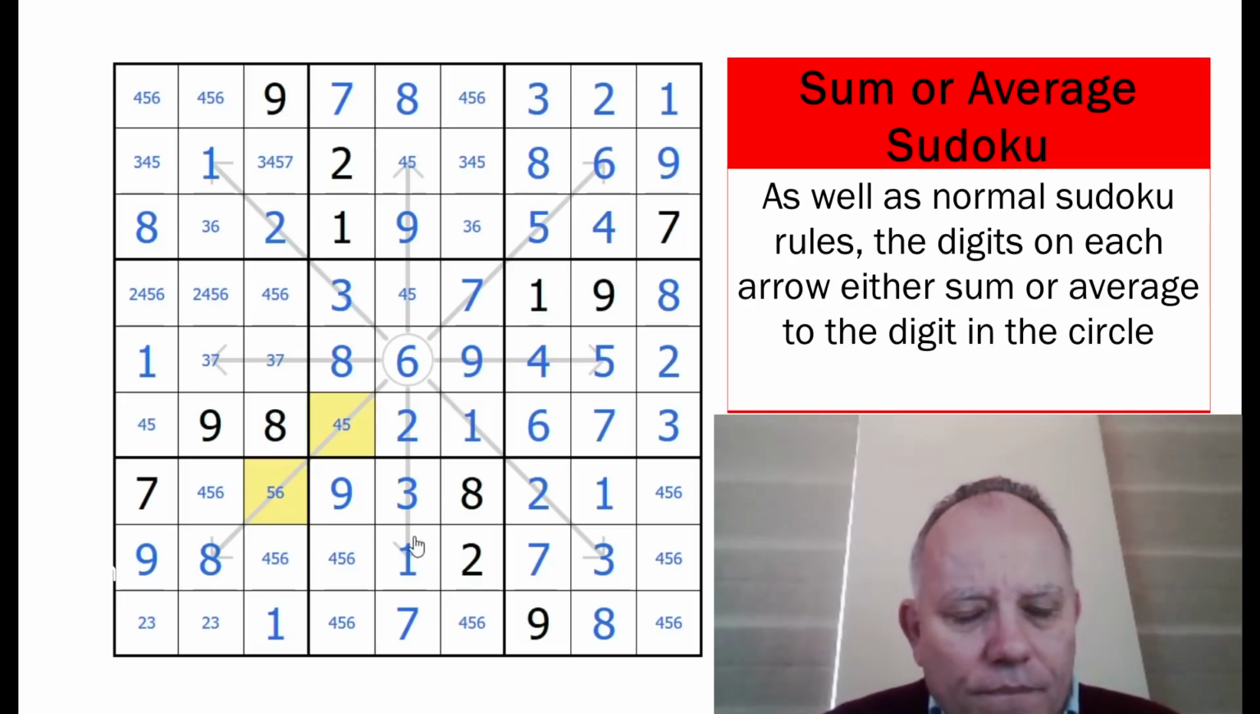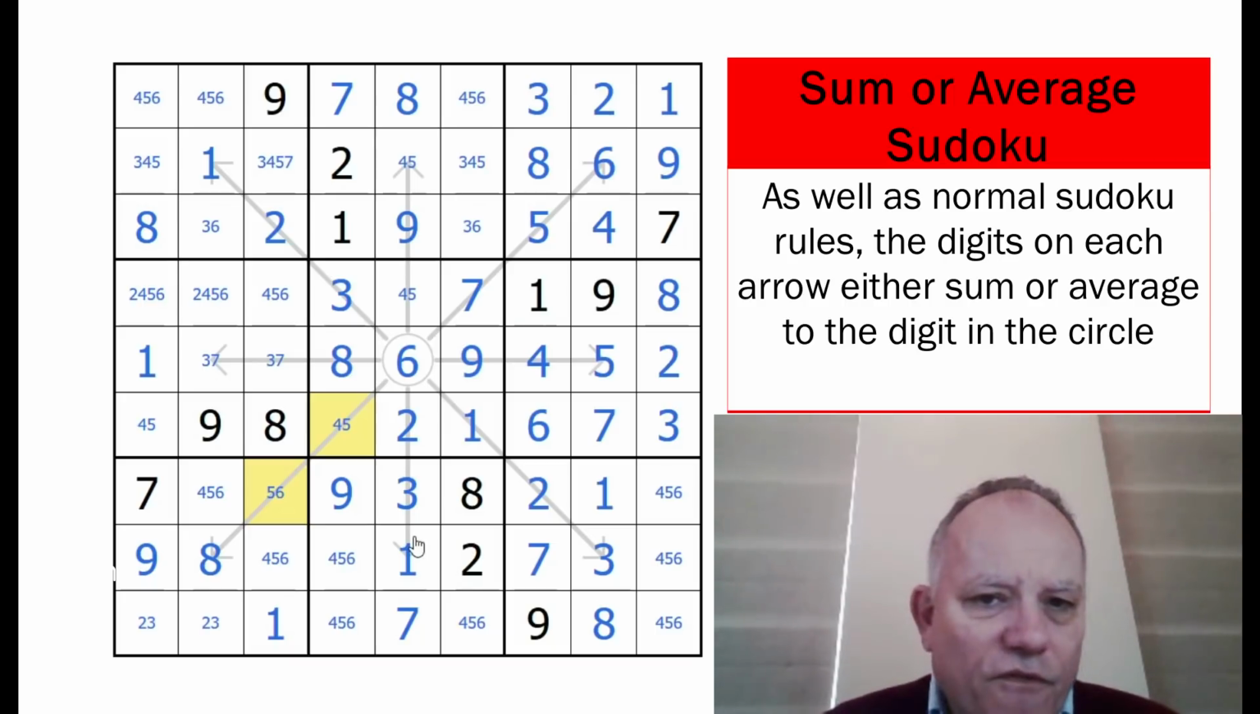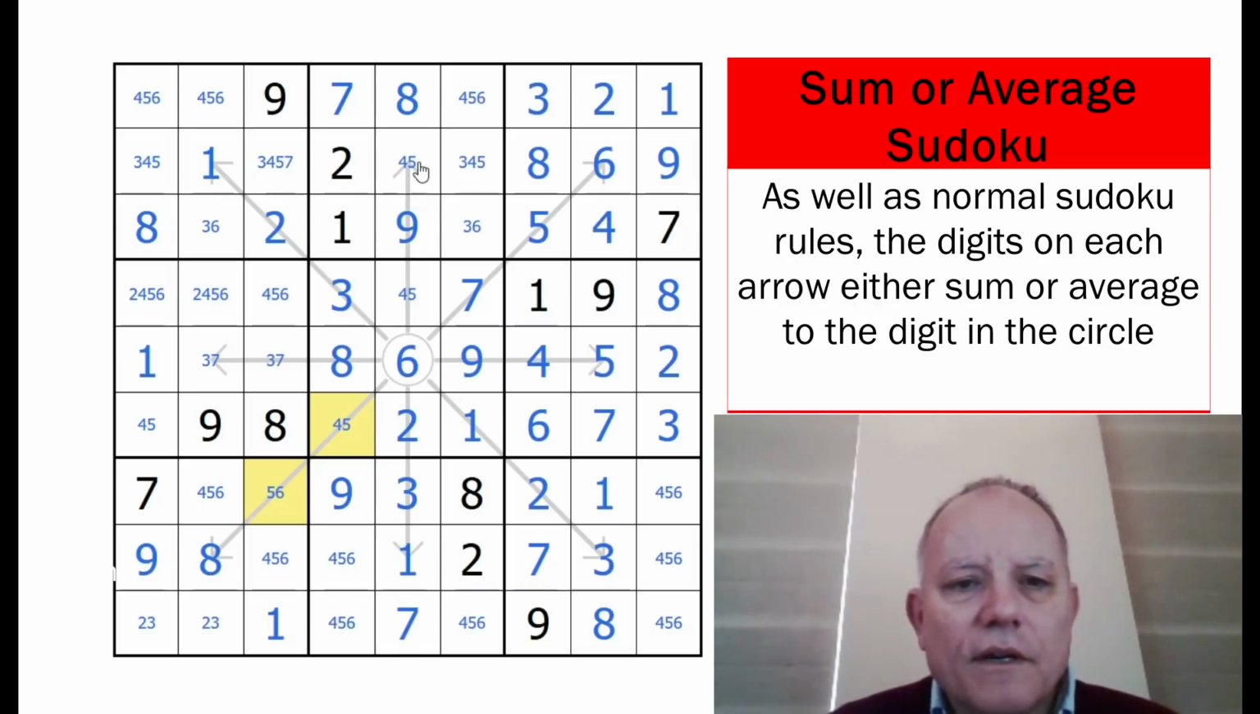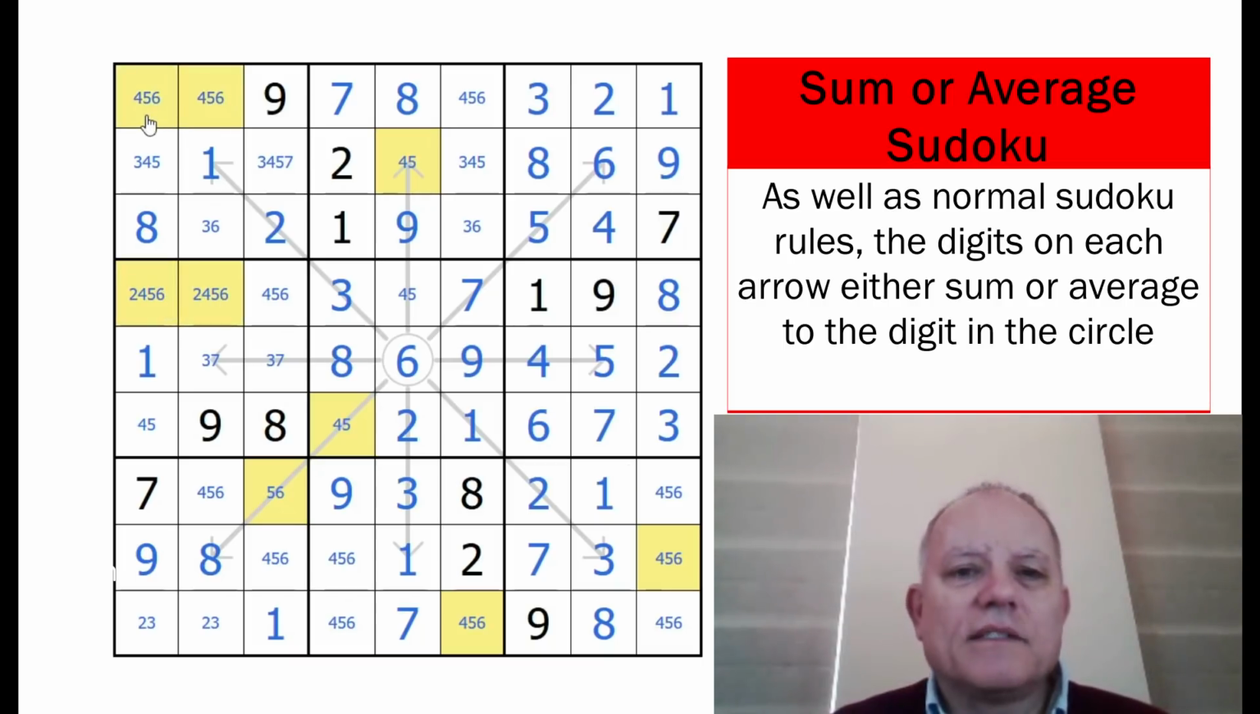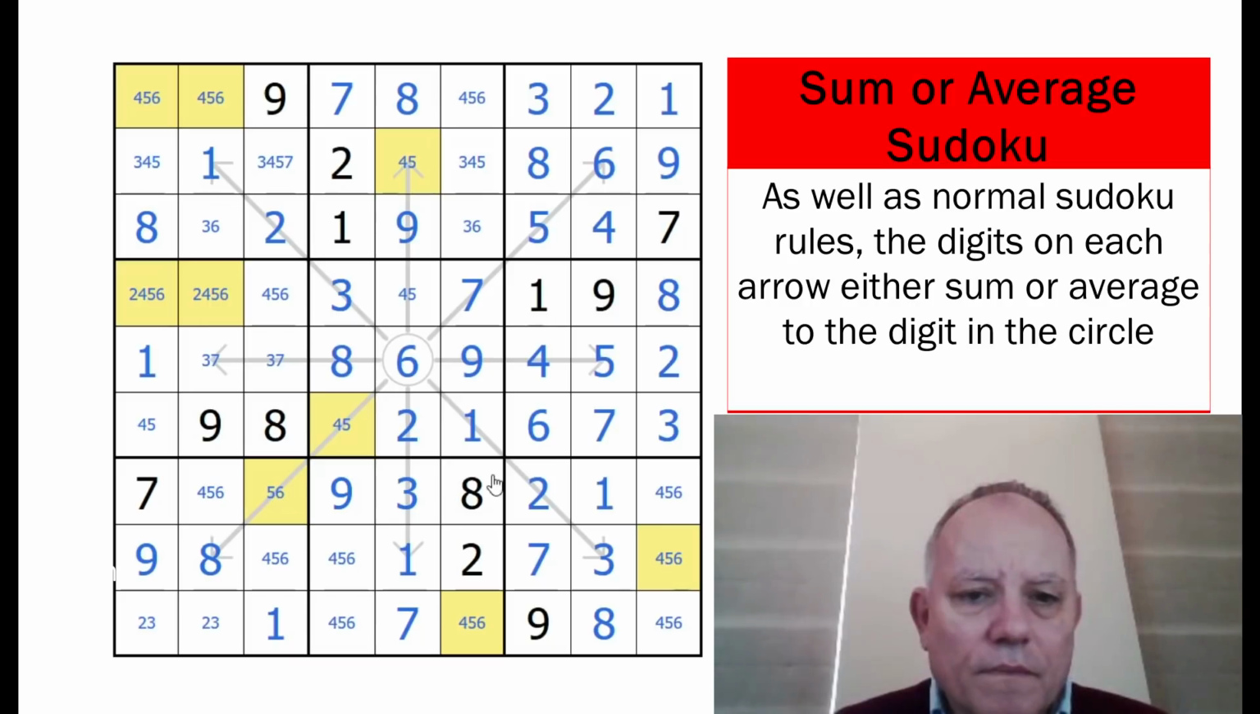What if they were both 5s? So on this arrow, this would be a 5. That would put 3, 4, 6 here. This would obviously be a 5. That would be a 5. 5, 5. And then one of these and one of these. That's all possible.